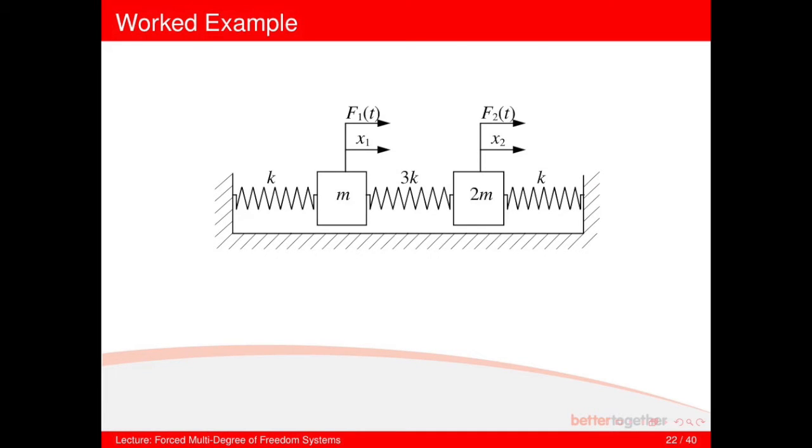And this is our system. We've got a 2 degree of freedom system here. Okay. We've got K, 3K, and K in here. Our masses are M and 2M. X1 and X2 represent our displacements for this mass and this mass respectively. And there's some forcing functions being applied, F1 and F2.